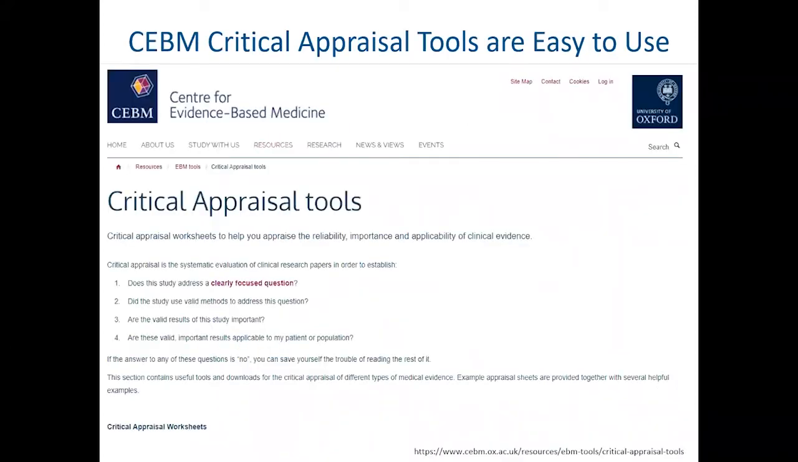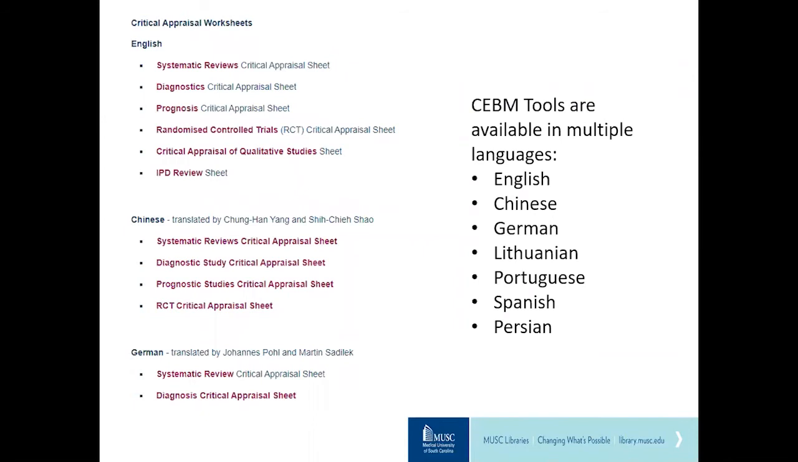One of the most common resources for free comprehensive critical appraisal tools is the Center for Evidence-Based Medicine at Oxford University in the UK. They don't require you to be a critical appraisal expert and are actually really easy to use. So while in the interest of time, we're not going to show an example of a systematic review critical appraisal, you can see that there are systematic review critical appraisal sheets available. The great thing about the Center for Evidence-Based Medicine tools is that they're available in multiple languages as well, which is really fantastic.